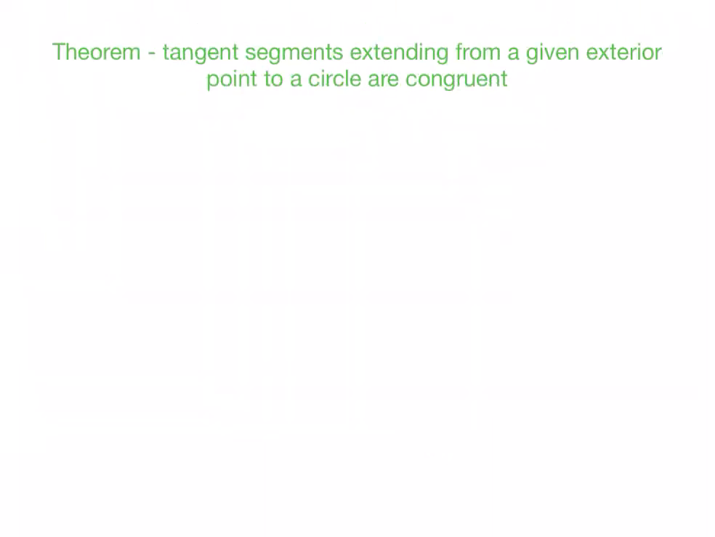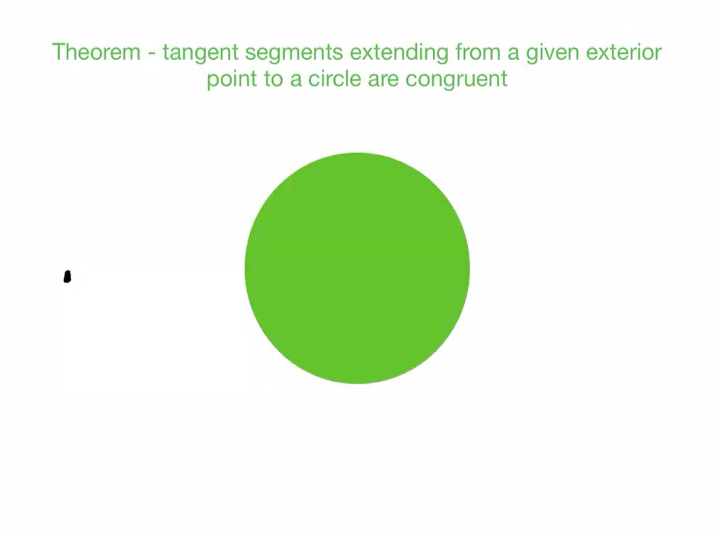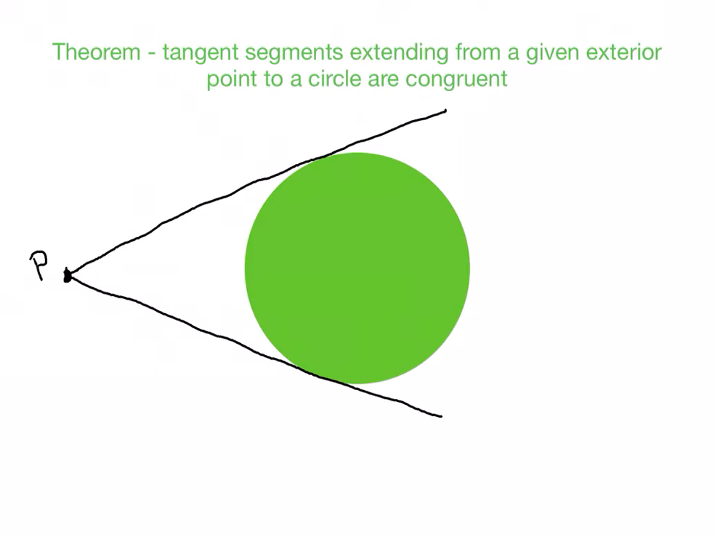The next theorem says that tangent segments extending from a given exterior point to a circle are congruent. So if we have an exterior point out here, we'll call it point P, then the tangent segments formed from this point, hopefully I can draw these somewhat accurately. We have a tangent line there, and we have another tangent line here. Then these tangent segments extending from a given exterior point to a circle are congruent.